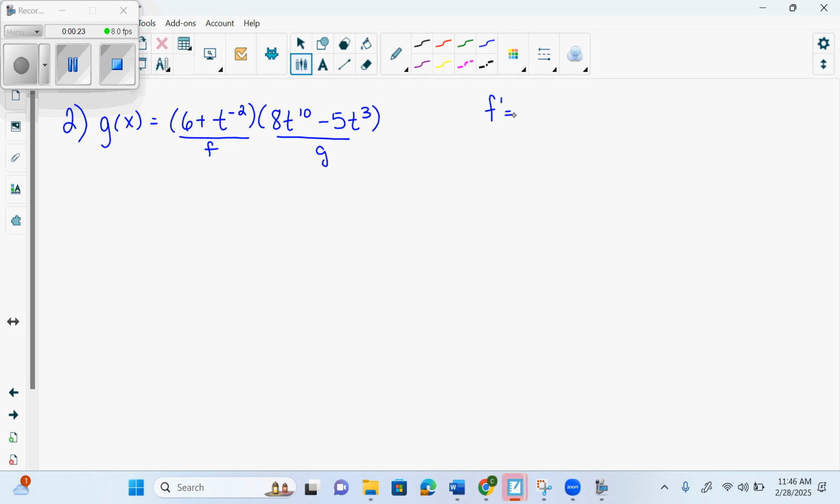So F prime equals 6 goes away. T to the negative 2. What is that? Negative 2 T to the negative 3. Please don't write it as a negative 1. That is not subtracting 1, that's adding 1. Okay? G prime is what? 80 T to the 9, minus 15 T squared. Okay.